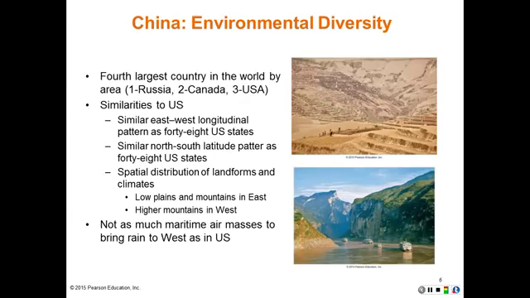Spatial distribution of landforms and climates. We primarily have low plains and lower mountains in the east, higher mountains in the west, and desert to the northwest. As you move from the west to the east, rainfall amounts increase dramatically. There's not as much maritime air masses to bring rain to the west of China as there would be in the western United States, and so that creates a difference in terms of comparison of the United States to China, since the western United States has exposure to the Pacific Ocean.